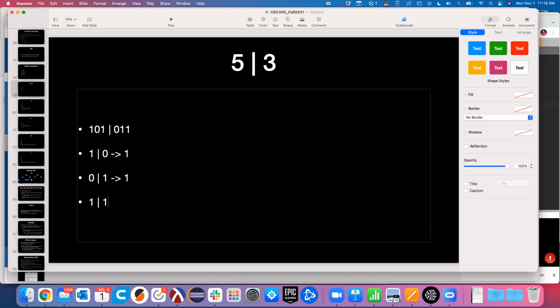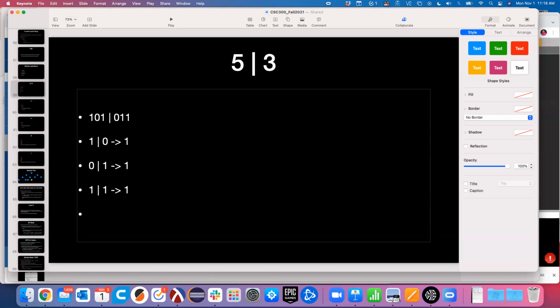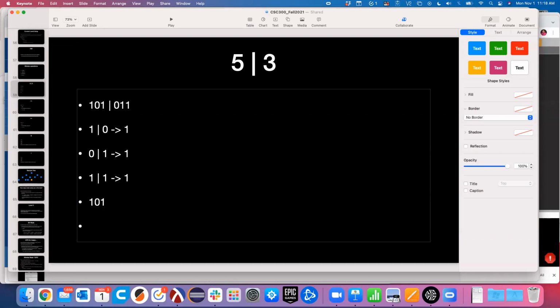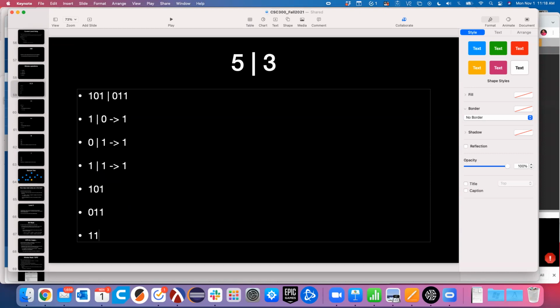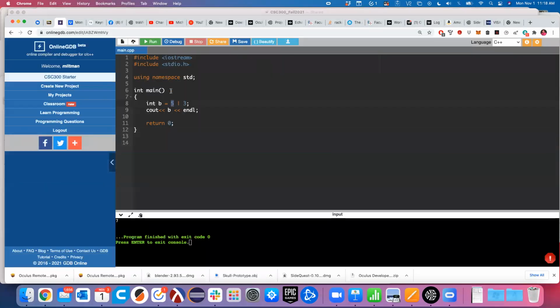1 or 1 is 1. Make sense? So if you had written it right on top of each other like this, you would have gotten that if you applied OR to it. And what is this value in decimal? A 7. 5 bitwise OR 3. 5 bitwise OR 3 gave us a 7.